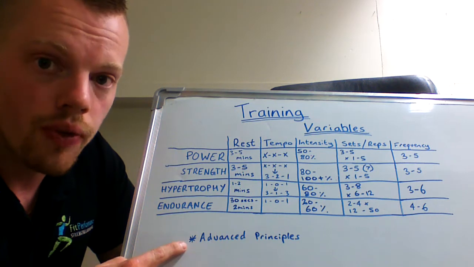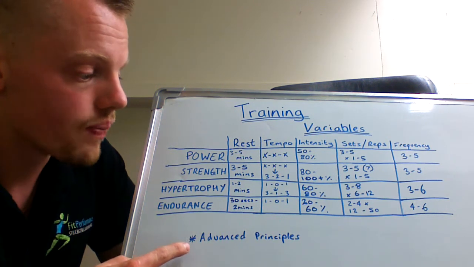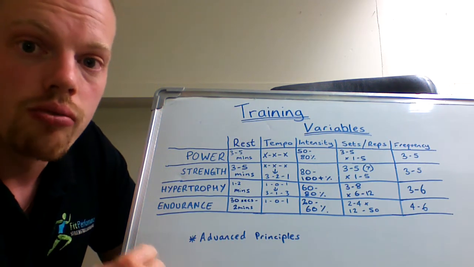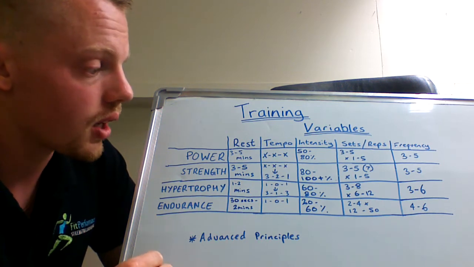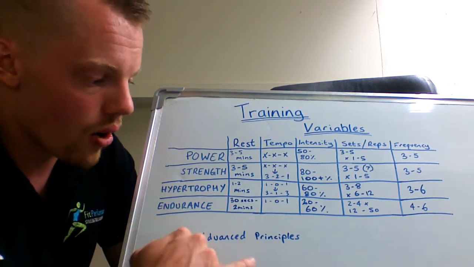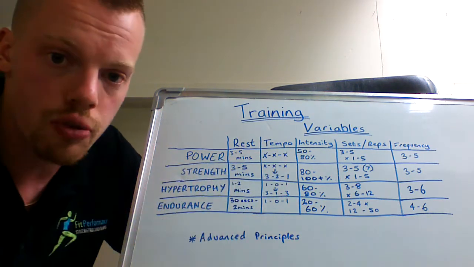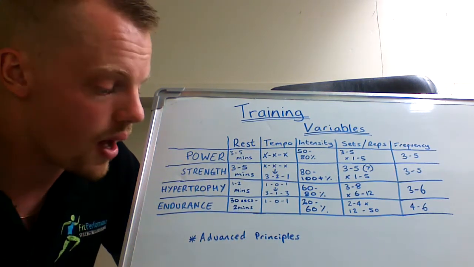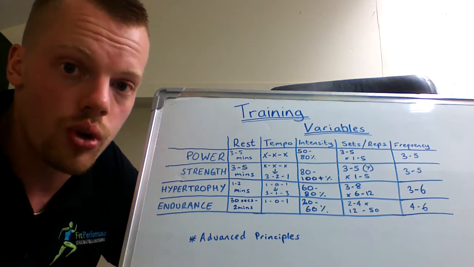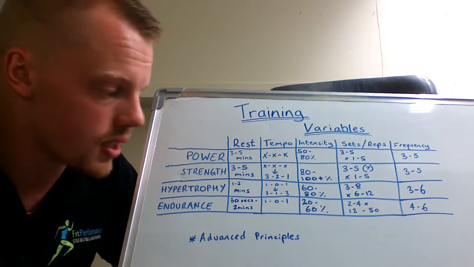Next week we're going to look at some advanced principles. So we're going to talk about negative training, rest pulls, cluster set. I should quickly relate to this as well. In the intensity for the strength, I put 100% plus, and this is where an advanced principle like eccentric training will come into it, and we'll talk about that, like I say, next week.